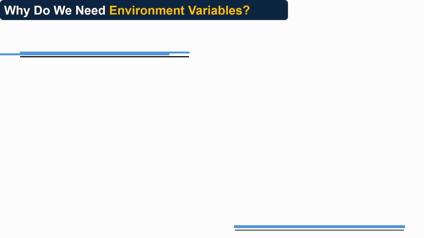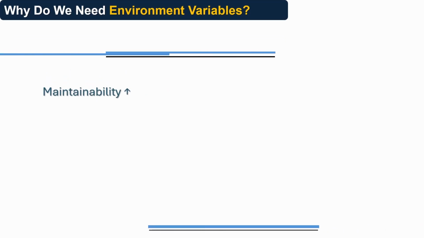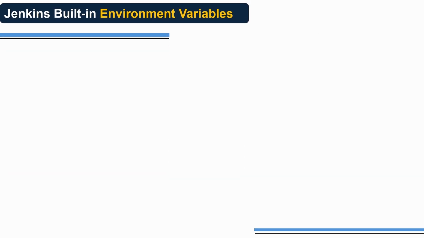Now let's see, why do we need environment variables? Environment variables are important. So first reason is maintainability. Instead of searching through dozens of pipeline steps to update a value, we update it in one place. Second benefit is consistency. If multiple stages need the same server name or version number, using a single variable ensures every stage uses exactly the same value. Third advantage is readability. Finally, variables make pipelines reusable across different environments such as development, testing, or production.